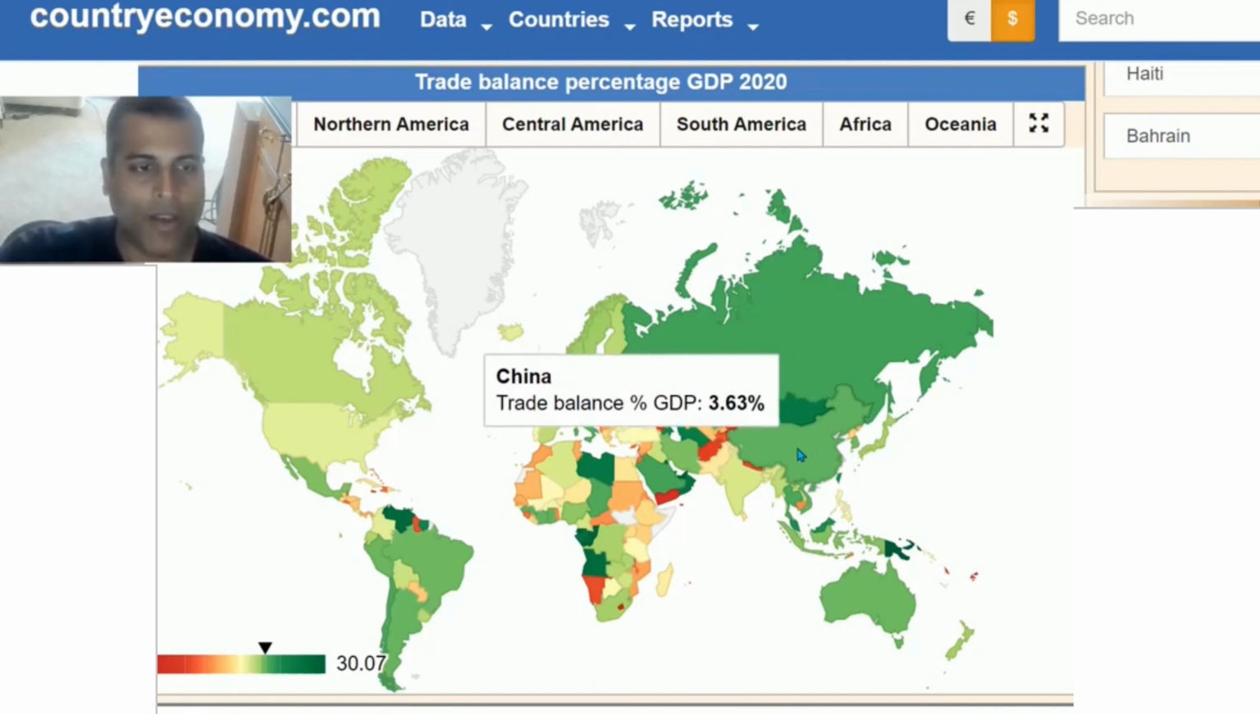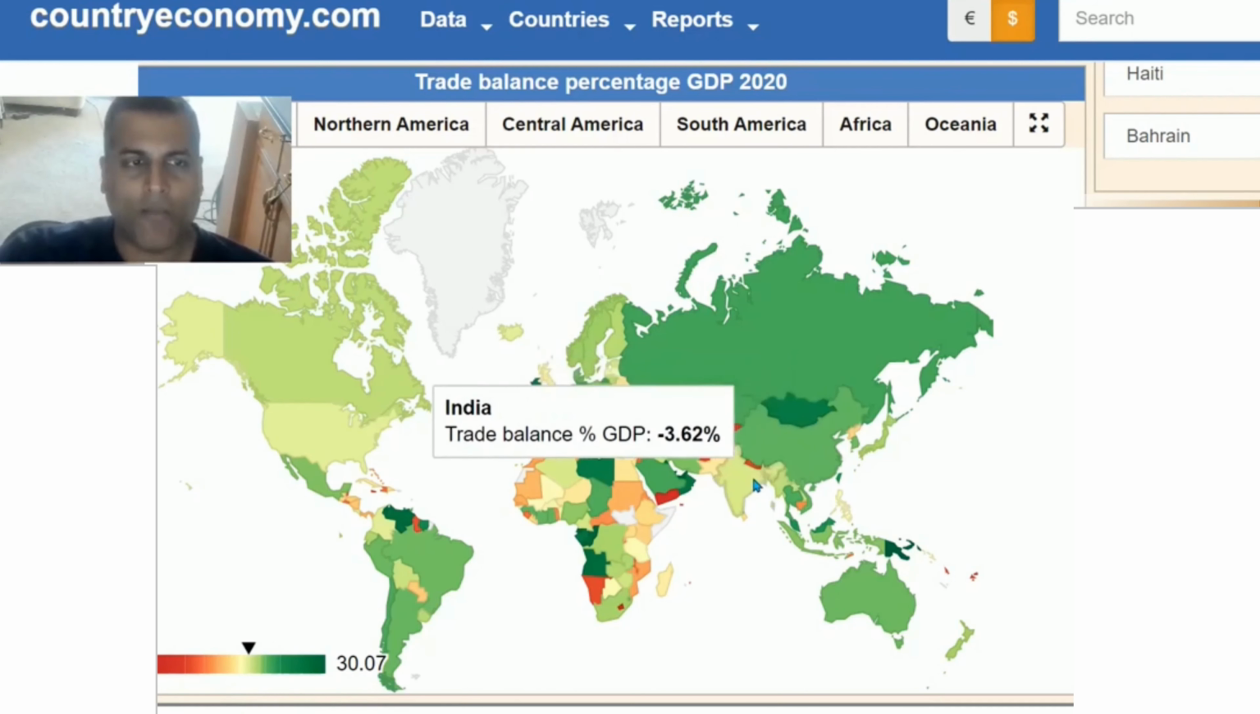Now let's look at India. Oh, almost the same number, 3.62%. Oh, but wait a minute. There's a negative sign. Minus 3.62%. That means India imports more than it exports by an amount of 3.62% of its GDP. And this is a very negative effect on the economy because a trade deficit has a number of negative multiplier effects as well.